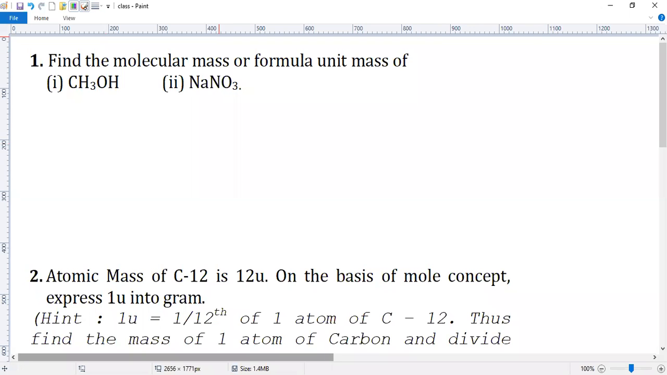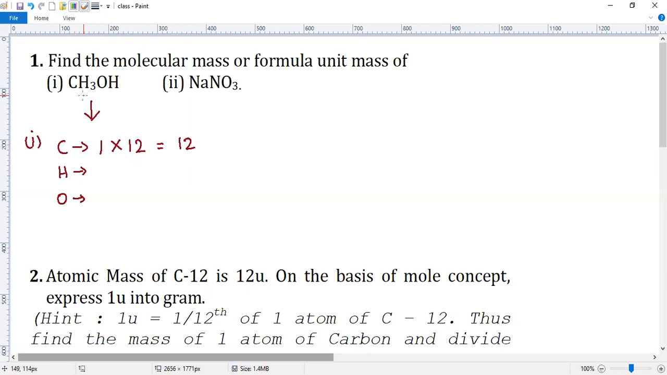In that worksheet, the first question is to find the molecular mass or formula unit mass. For CH3OH, how can you find the molecular mass? How many carbon atoms are there? One carbon. And what is its mass? 12 U. So it will be 12, one time.